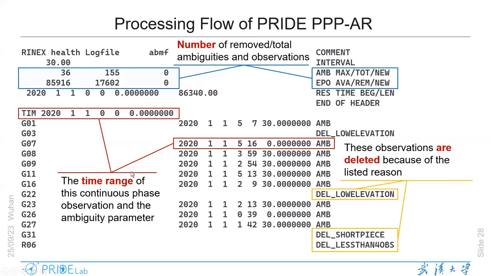Other bad observations which are deleted will be labeled with DEL here, and some reasons are denoted. In the header, we also list the number of ambiguity parameters and observations that are available or have been removed, so you can have a general concept about the observation quality of your RINEX file.